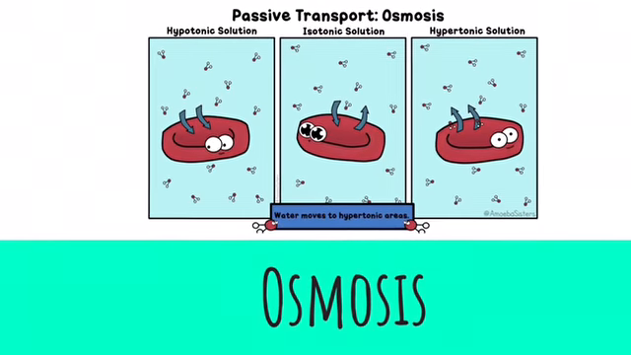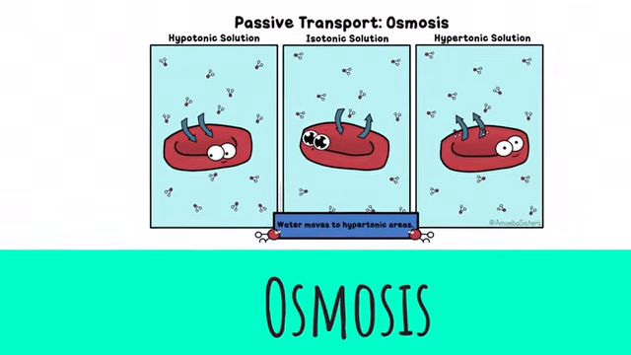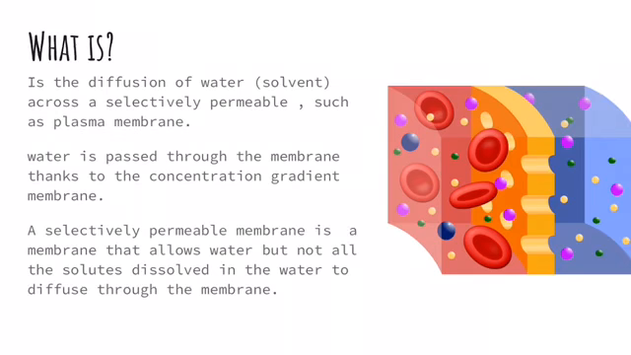Today we are going to talk about osmosis. But what is it? We can define osmosis as the diffusion of water across a selectively permeable membrane. Water passes through the membrane thanks to the concentration gradient.